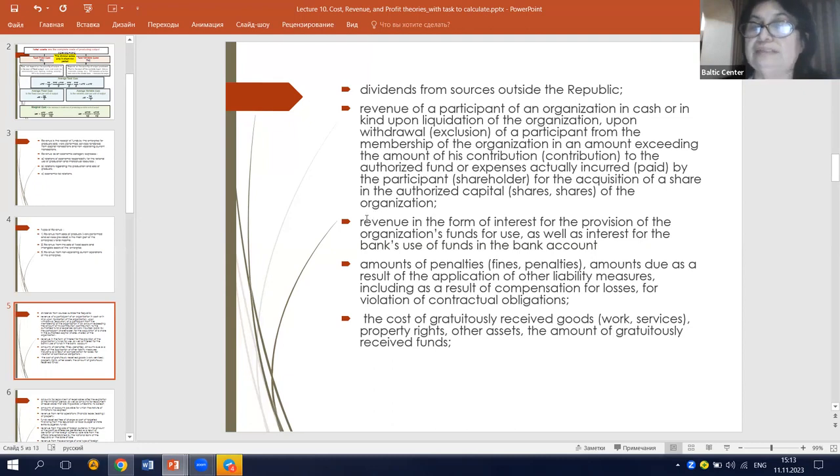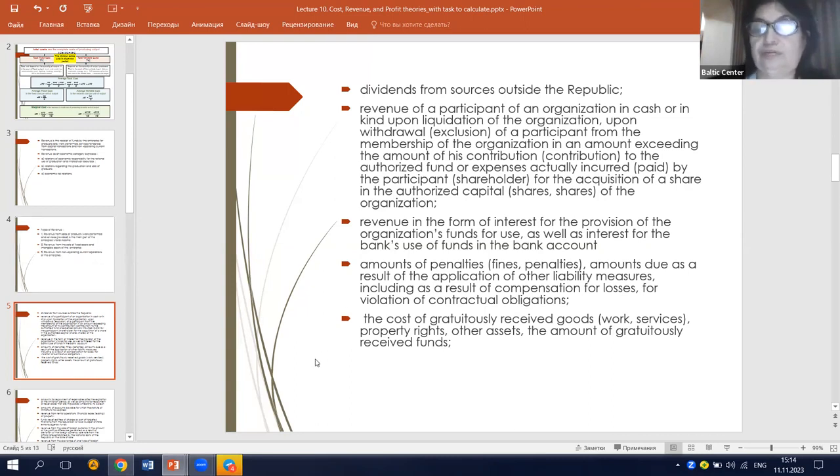Revenue in the form of interest for provision of the organization's funds for use, as well as interest for the bank's use of funds in a bank account. Amounts of penalties and fines. Amounts due as a result of application of other liability measures, including compensation for losses for violation of contractual obligations. If others violate them, it also gives us revenue. It's also a type of revenue, okay.